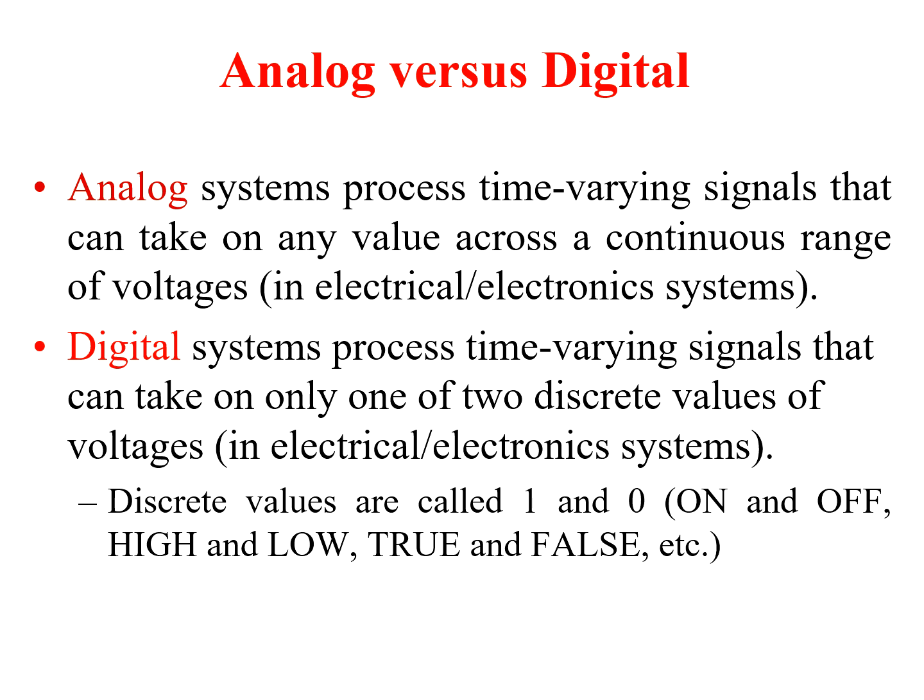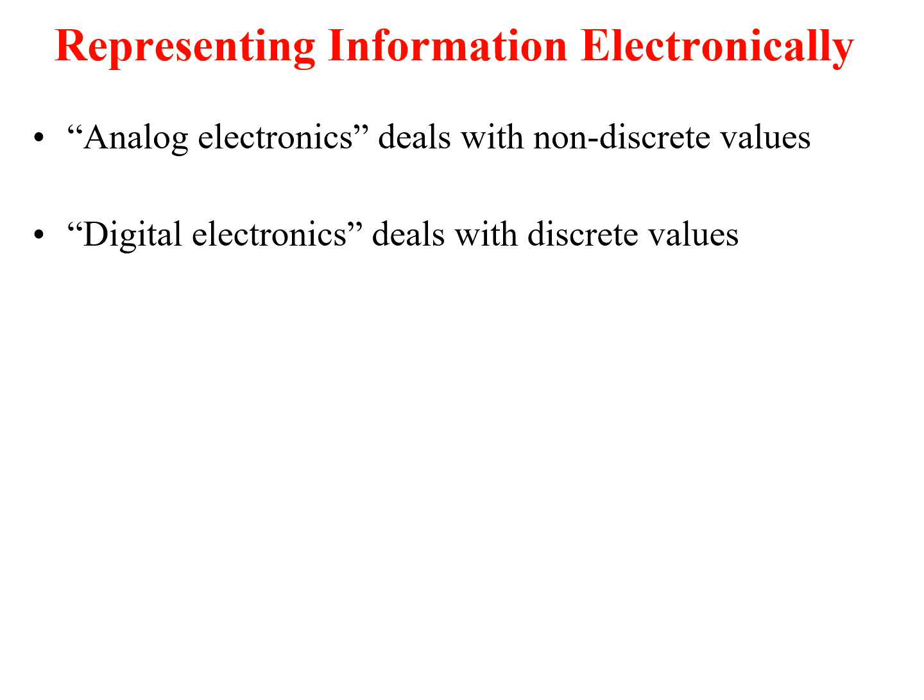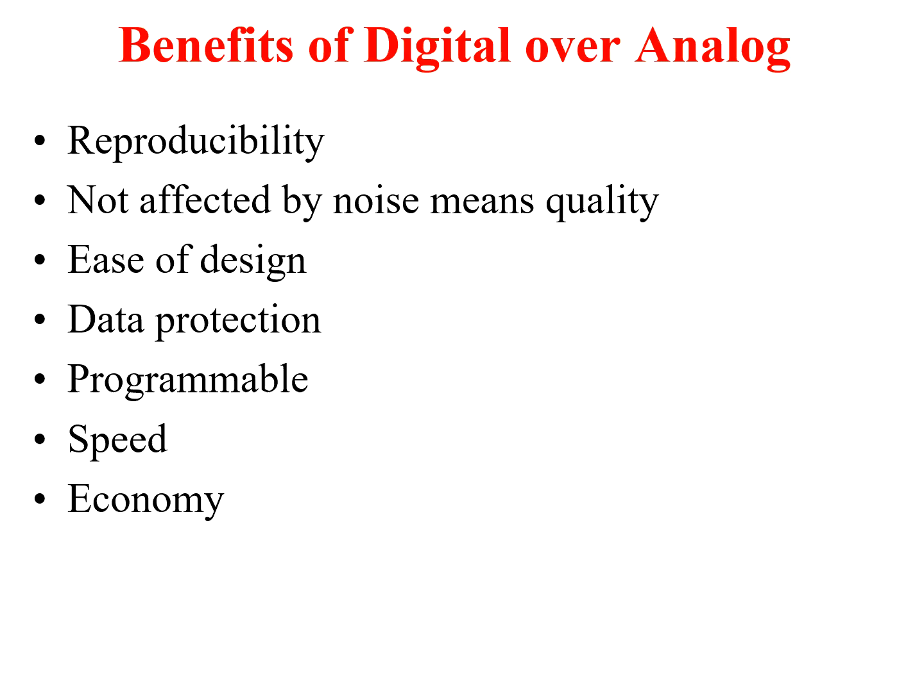The digital system processes a time varying signal that can take on only one of two discrete values, that is 1 and 0. So 1 is represented as on, high and true. 0 is represented as off, low and false. Analog electronics deals with non-discrete values and digital electronics deals with discrete values.